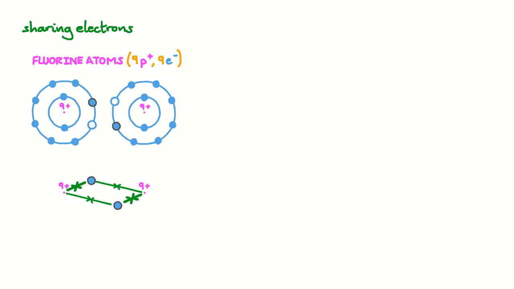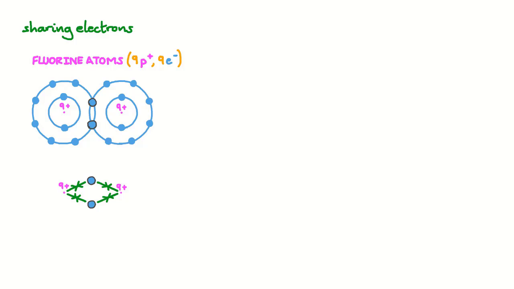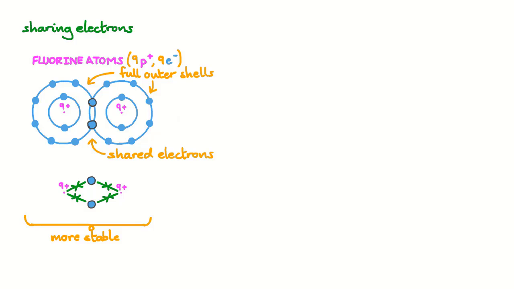If 2 fluorine atoms get close to each other, the outer electrons of each atom will be attracted to the nucleus of the other atom. As the forces balance out, the most stable arrangement emerges, where 2 electrons are in between the atoms being equally shared. By sharing electrons, these two atoms have managed to fill their outer shells without gaining or losing electrons and becoming ions. This arrangement is much more stable than when the atoms were separated.